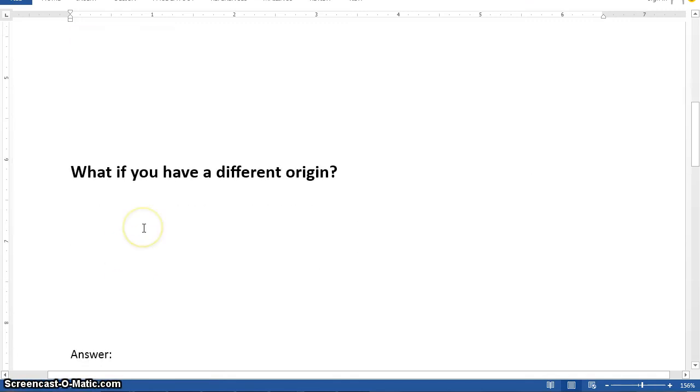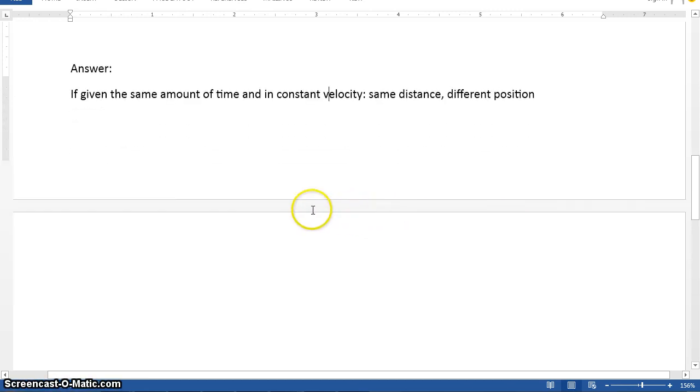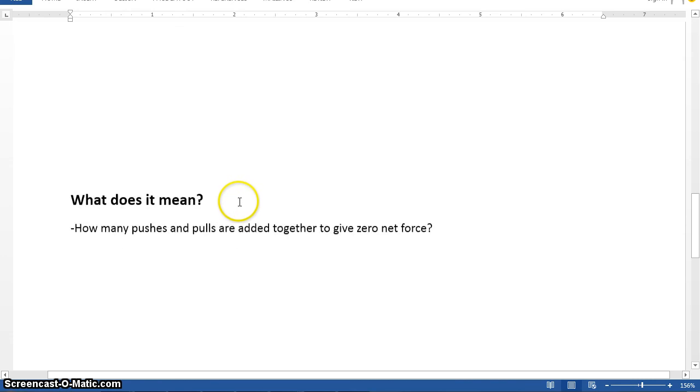Some questions: what if you have a different origin? My answer is that if given the same amount of time and in constant velocity, my marker would travel the same distance, though end up in a different position. For example, if I started in a more negative position, I would end up in a location less than 44.65.